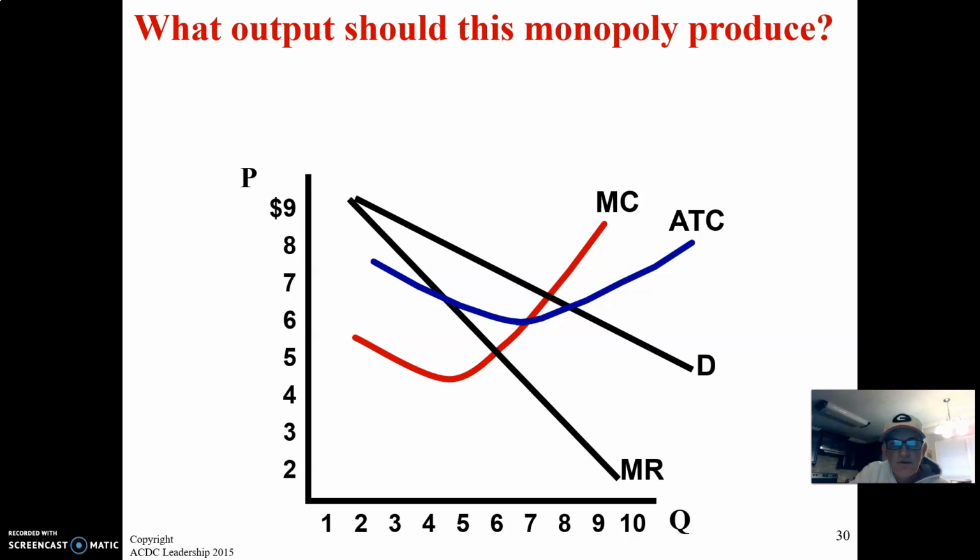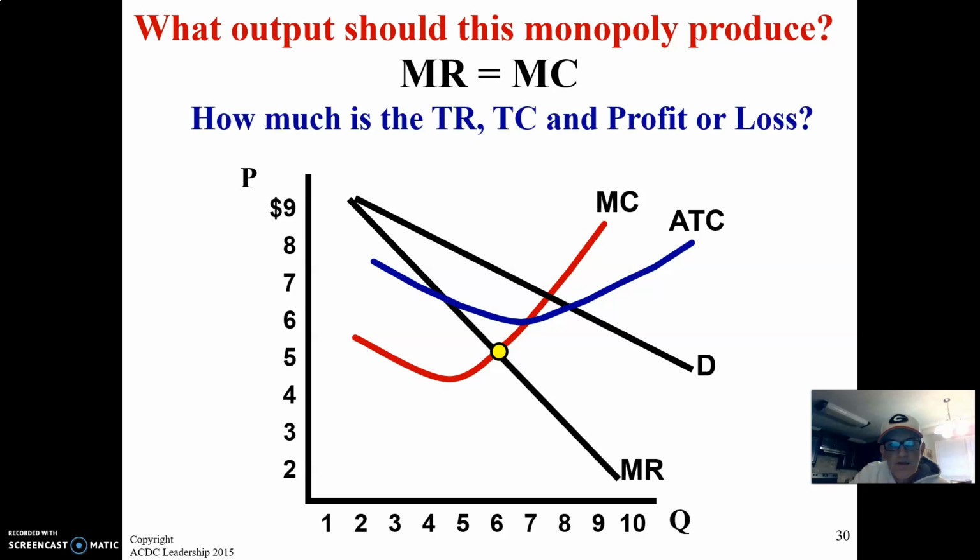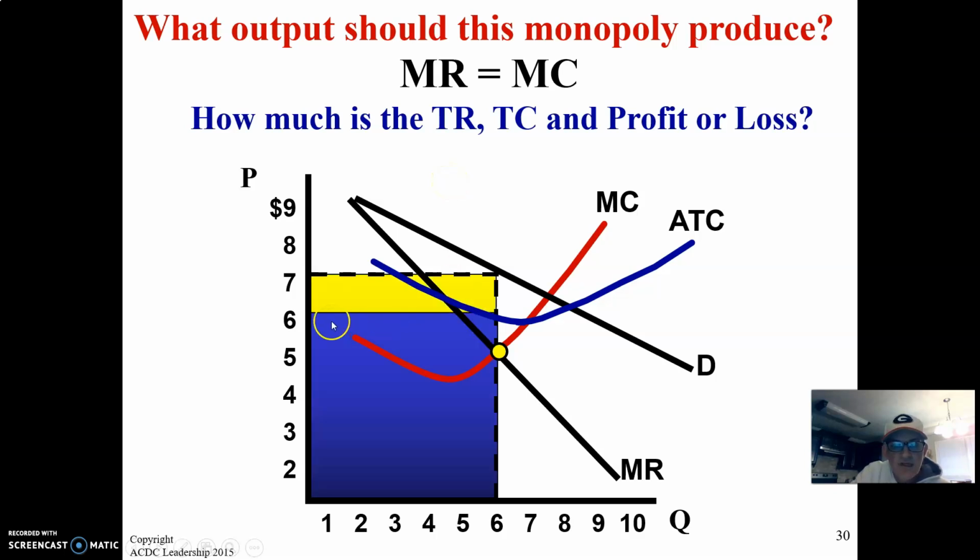All right, where are we going to produce? We're going to produce where MR equals MC. We're going to charge up to the demand curve, which is $7. That gives us $42 in total revenue. Our total cost, there's our total revenue. Our total cost is right here at the cost curve. Once we've got our quantity, we just continue to go straight. It gives us all our answers right there.